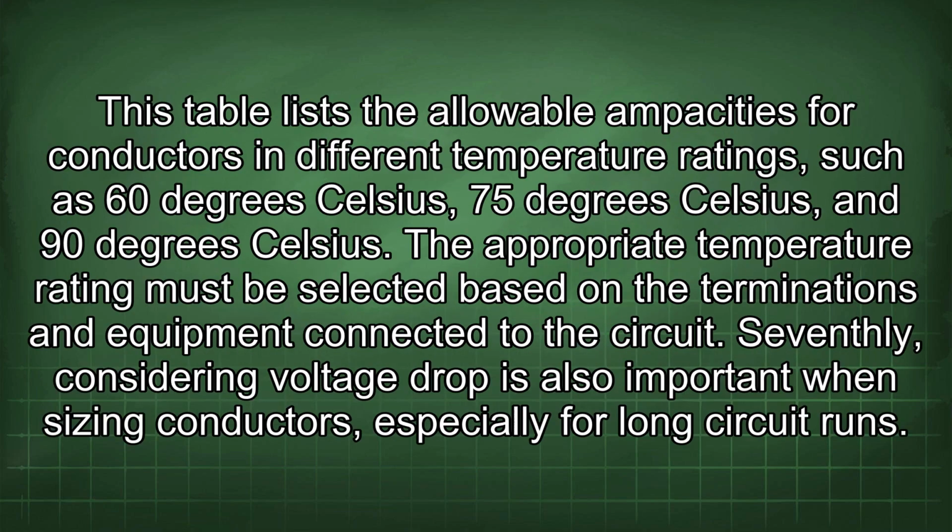This table lists the allowable ampacities for conductors in different temperature ratings, such as 60 degrees Celsius, 75 degrees Celsius, and 90 degrees Celsius. The appropriate temperature rating must be selected based on the terminations and equipment connected to the circuit. Seventhly, considering voltage drop is also important when sizing conductors, especially for long circuit runs.